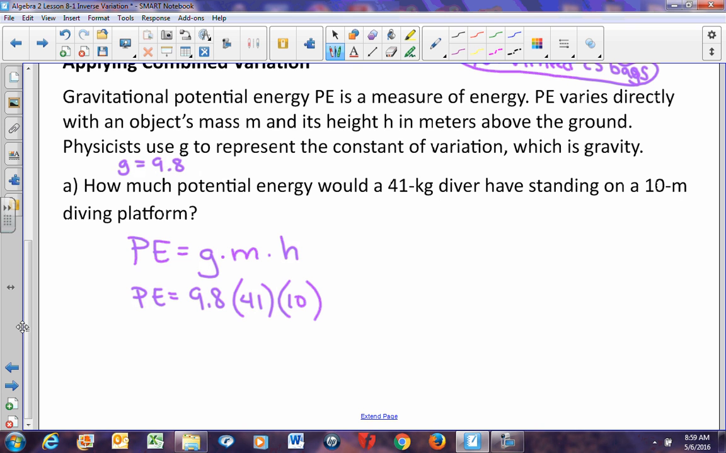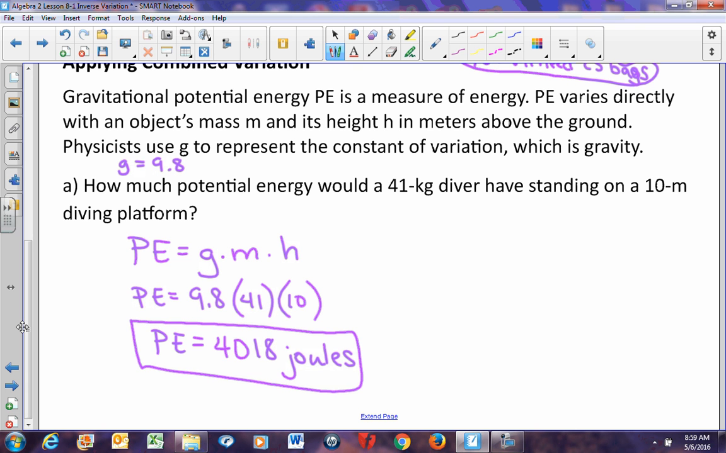Okay? So you multiply all that together and the potential energy that this diver has is going to be 4,018, and this is measured in a measure called joules. And it's a scientific measurement for how much potential energy something has. So he has the potential of having 4,018 joules of energy when he dives off that platform.